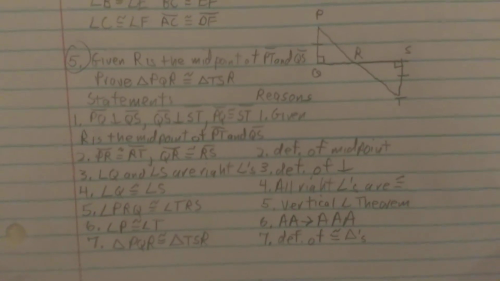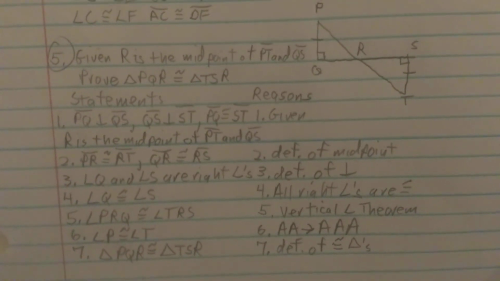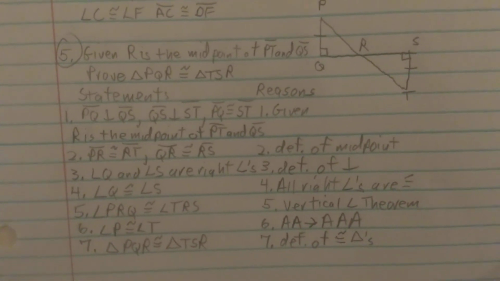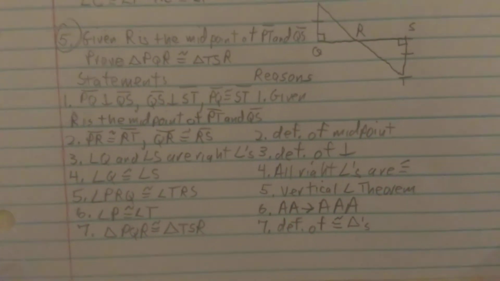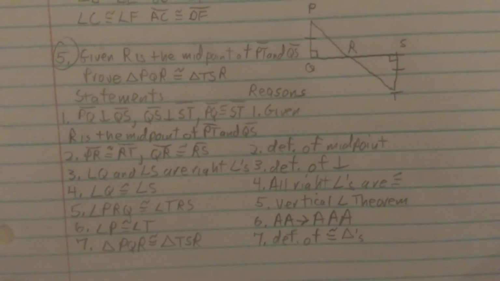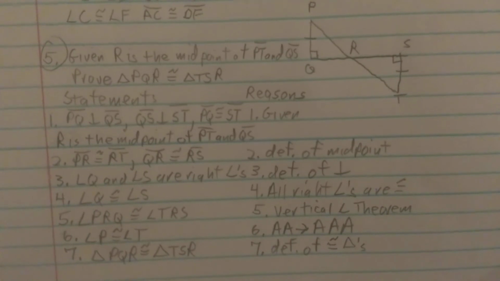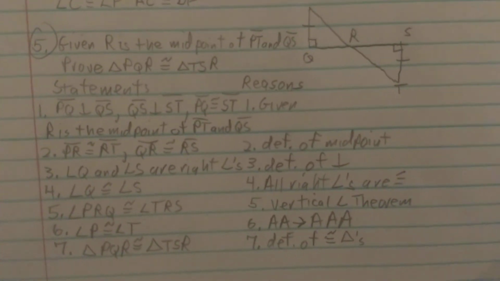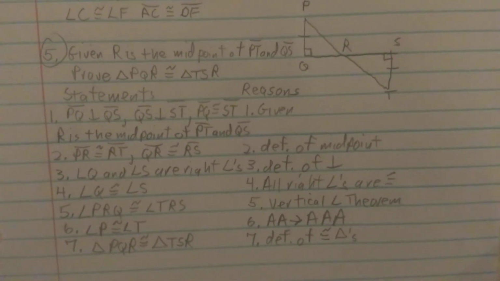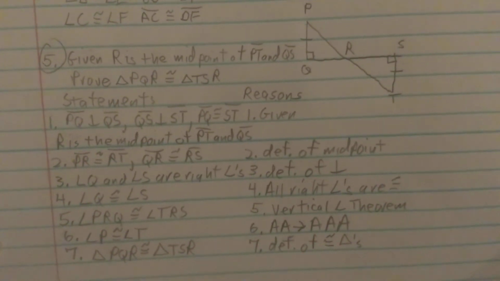So now problem 5 is a statement reason proof. Given that R is the midpoint of PT and QS, prove that triangle PQR is congruent to TSR. And on this one, we need all 3 angles congruent and all 3 sides congruent. So we're given that PQ is perpendicular to QS, that's a right angle Q, and that QS is perpendicular to ST, that's a right angle S, and that PQ is congruent to ST. Those are given, and that R is the midpoint of PT and QS. And that last statement gives us the rest of the 3 sides.